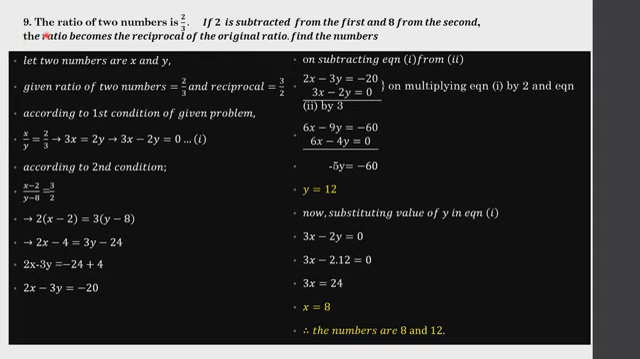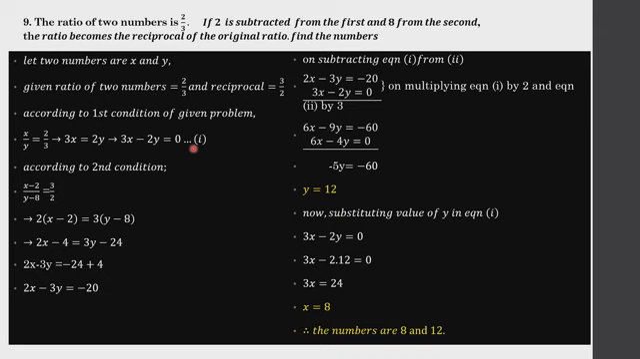Now according to our first condition, the ratio of two numbers we know is 2:3. If 2 is subtracted from the first and 8 from the second, we've been given two ratios. According to the first condition, x by y is 2 by 3. If I cross multiply, it becomes 3x is equal to 2y. Taking 2y to the other side, it becomes 3x minus 2y equal to 0. They have not shared any other information, so this is your first equation, 3x minus 2y is equal to 0.